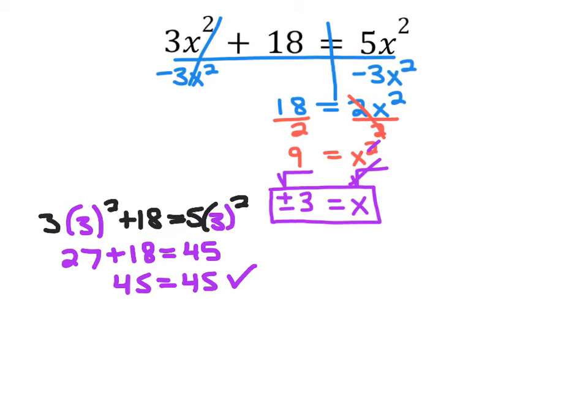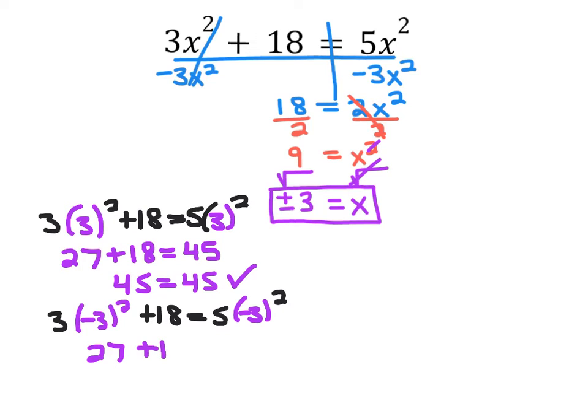Let's try our second one. So we have negative 3 squared plus 18 equals 5 times negative 3 squared. So as we take a look at this self-check, the quantity of negative 3 squared is 9. 9 times 3 is 27, plus our 18. Negative 3 squared is 9, times 5 is 45. And we end up with 45 equals 45 again, so therefore both are good solutions. Let's take a look at another example.